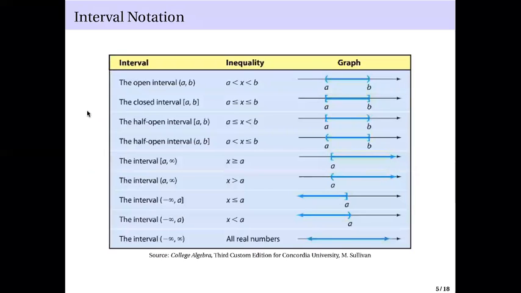Now, in the first column we have these intervals. In the second column, we have the inequalities. So this is the inequality representation of each interval, and so on and so forth. And in the third column, we see the graph of this inequality.